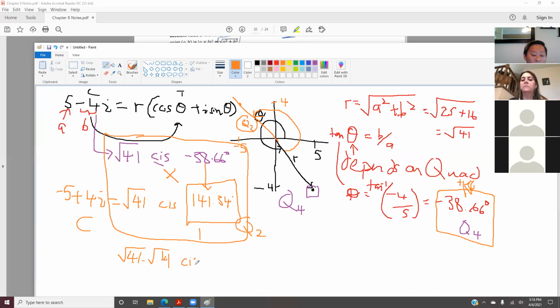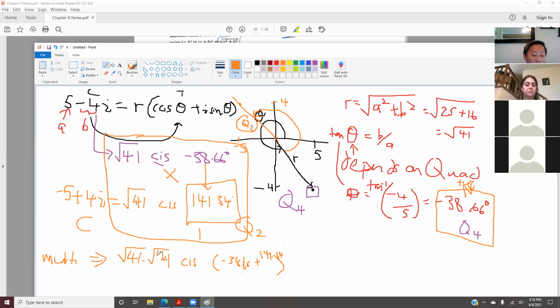And then what you do with this is you just add your angles up. Negative 38.66 plus 141.34. Because that one is negative, so we have to subtract actually. So in order for you to multiply this, you just multiply these two up and then add your angles.